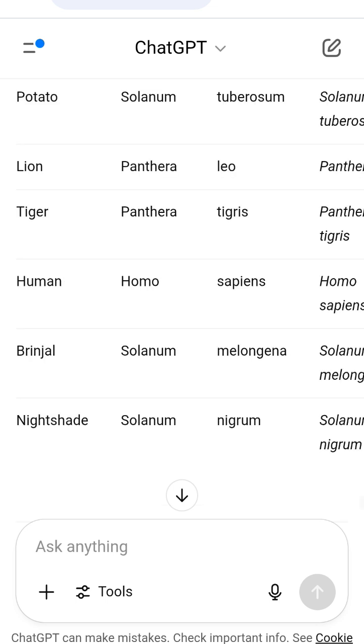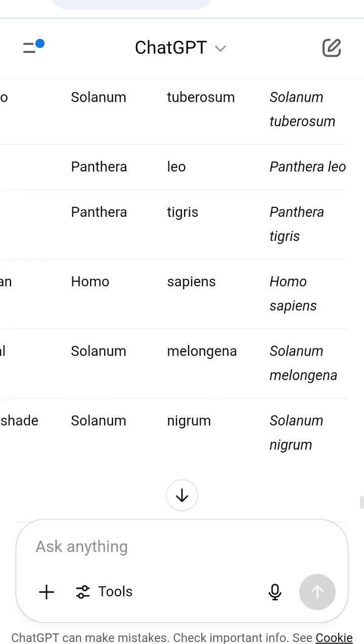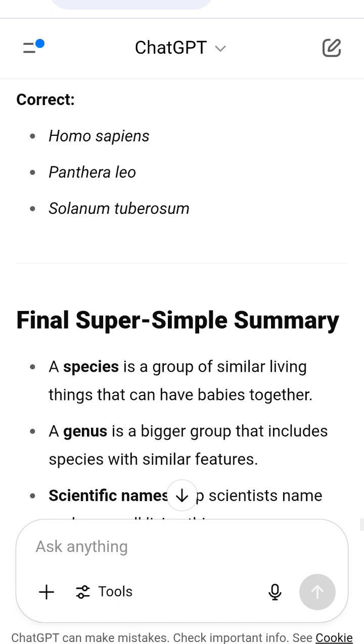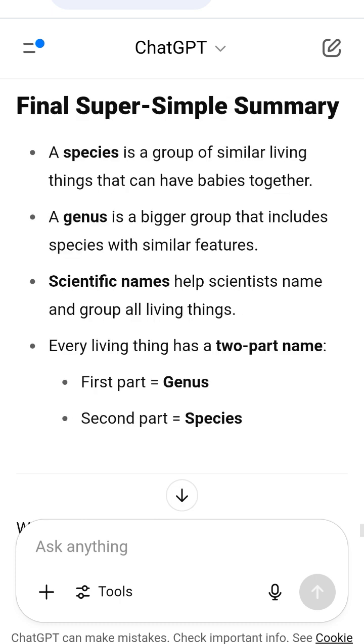Final super simple summary. A species is a group of similar living things that can have babies together. A genus is a bigger group that includes species with similar features. Scientific names help scientists name and group all living things. Every living thing has a two-part name. The first part is the genus. The second part is the species.